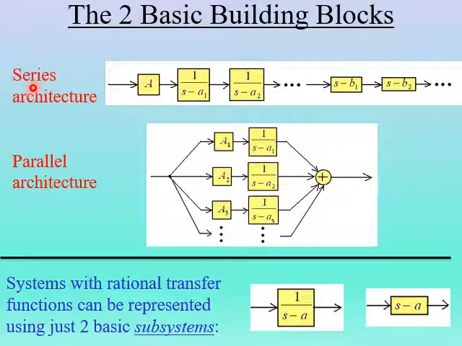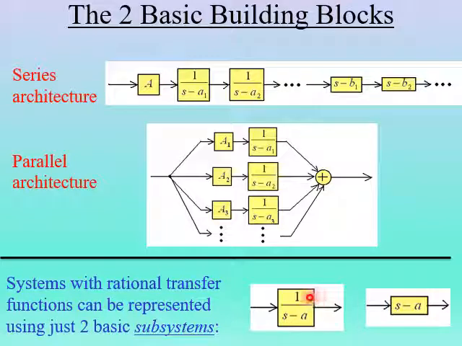So whether we use the series architecture, which is shown again here, or the parallel architecture, shown again here, we can see that in either case, any system that has a rational transfer function can thus be represented by using just two basic subsystems. And those two subsystems are shown here.